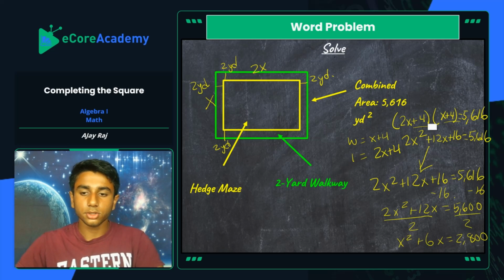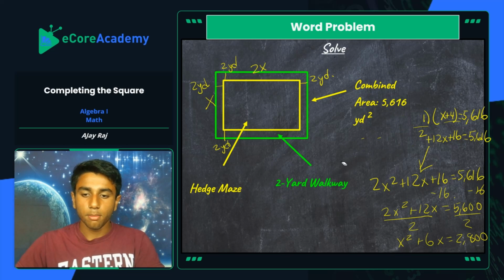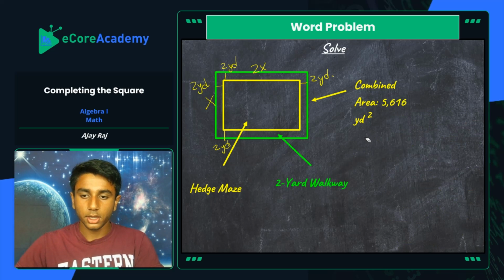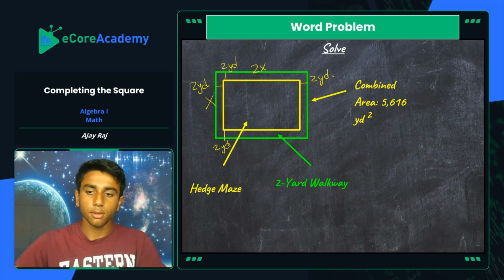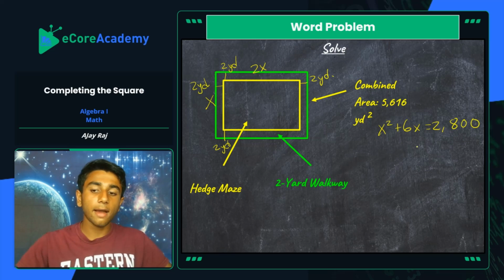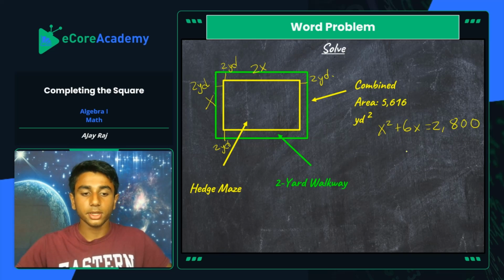All right, so let me clear the screen a little bit so that we can move all this info up to the top. So we're left with the problem x squared plus 6x equals 2,800. Since we have this equation here, we can start completing the square.